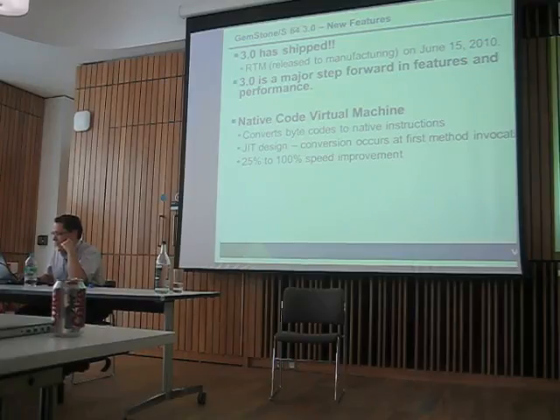One big thing is native code in the virtual machine. So we're now back to compiling Smalltalk bytecodes over to native code at method invocation. The speed improvement you get is variable. It depends how much Smalltalk you're running versus how much time you're running in primitives or what have you. But we're seeing anywhere from 25 to 100% speed improvement. What's 100% speed improvement? Twice as fast.